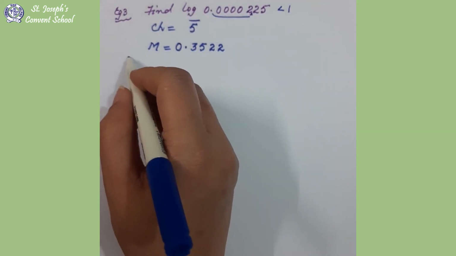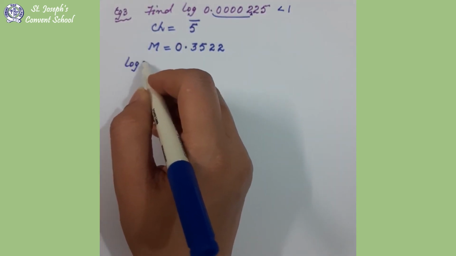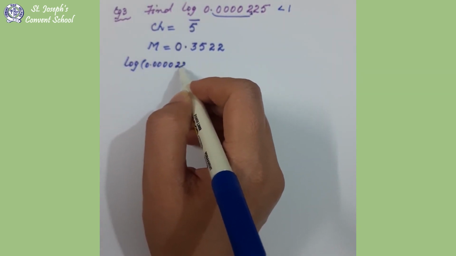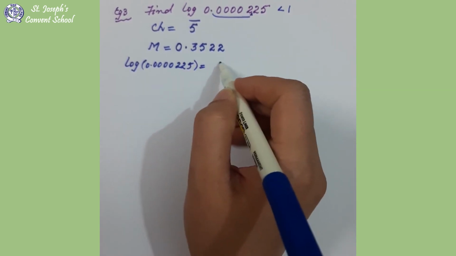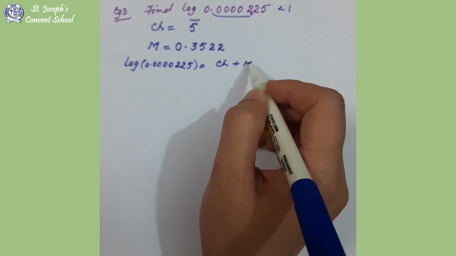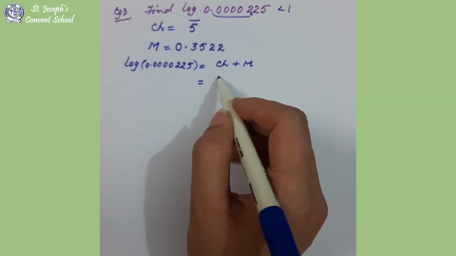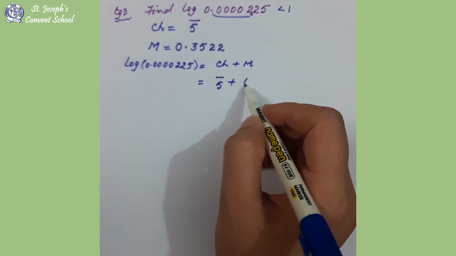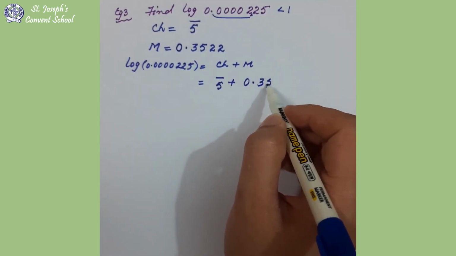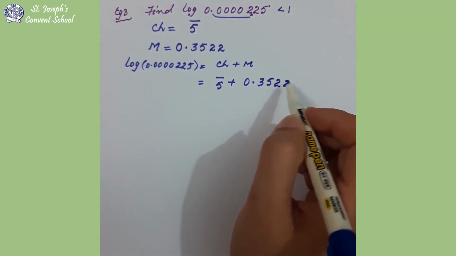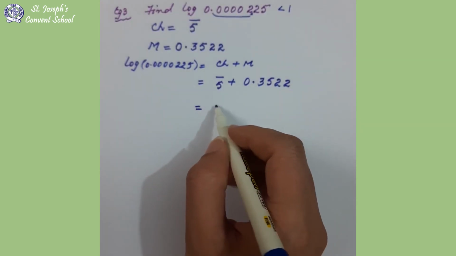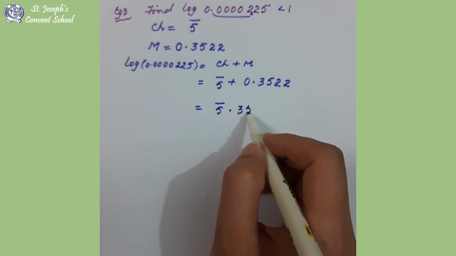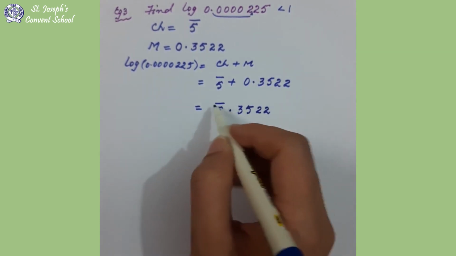Now the last step of it is: log of this number 0.00005 something, with four zeros, is equal to characteristic plus mantissa. So the characteristic is bar 5 plus mantissa is this value 0.3522. So when we add this, it will become bar 5.3522. Okay, so this is the answer.